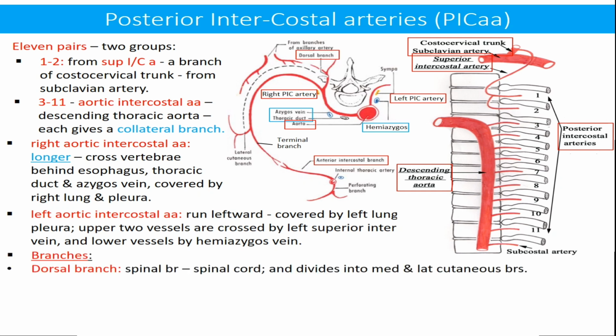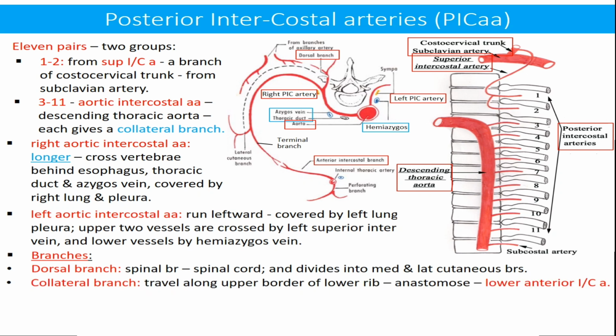As regards the branches of the posterior intercostal arteries, each gives a dorsal branch, which gives a spinal branch for the spinal cord, and itself divides into lateral and medial cutaneous branches. The collateral branch travels along the upper border of the lower rib and anastomoses with the lower anterior intercostal artery.